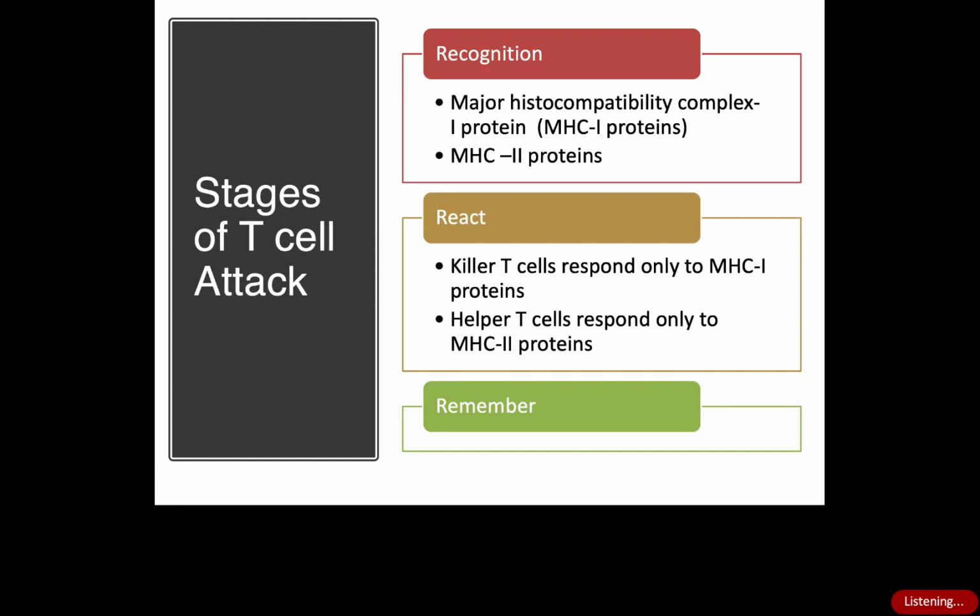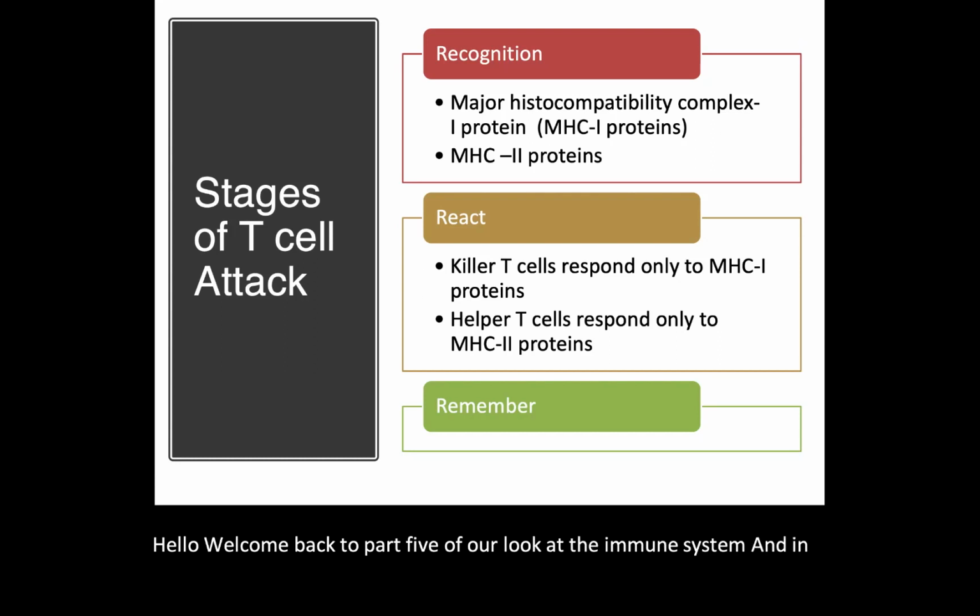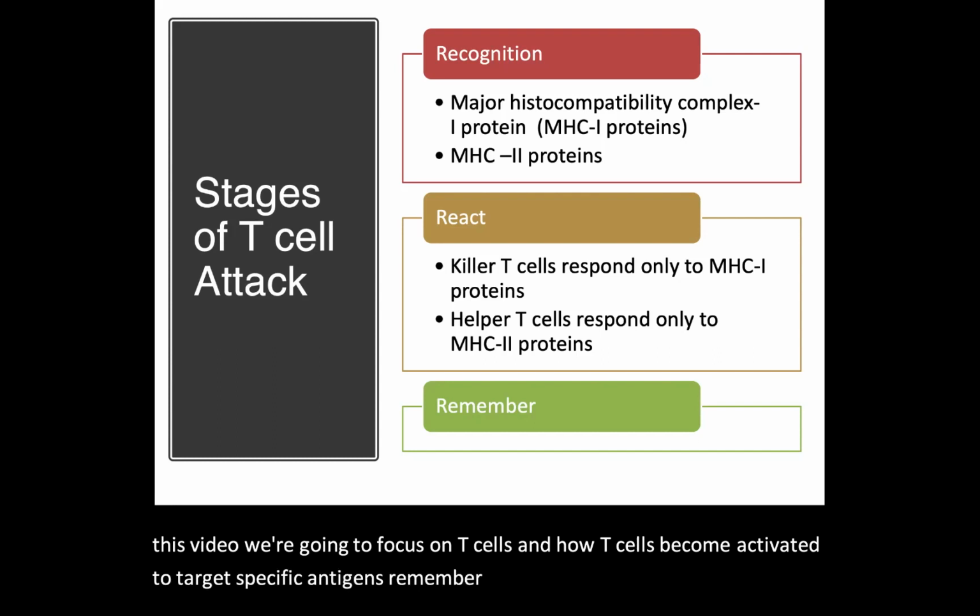Welcome back to part 5 of our look at the immune system. In this video, we are going to focus on T cells and how T cells become activated to target specific antigens. Remember, the idea about this is that this is adaptive or acquired immunity.